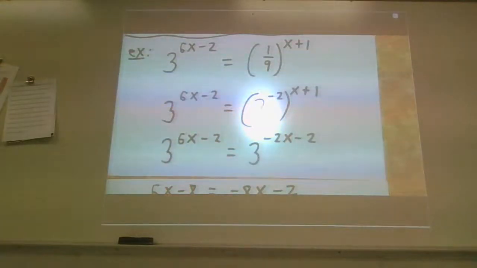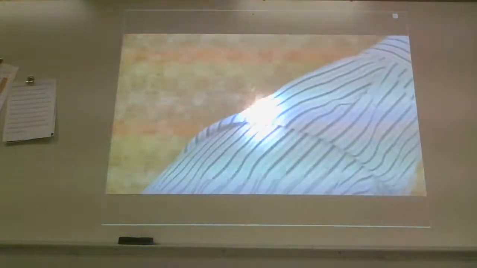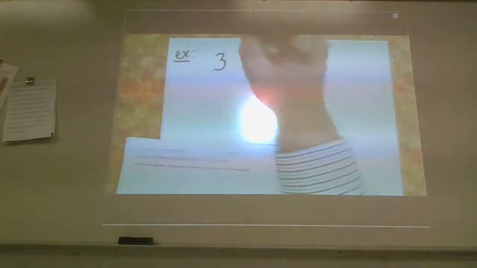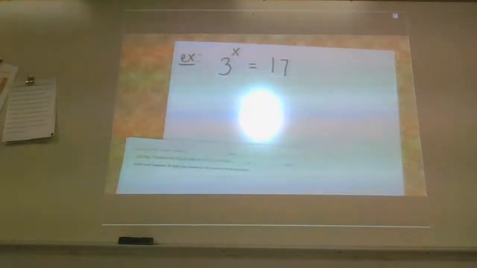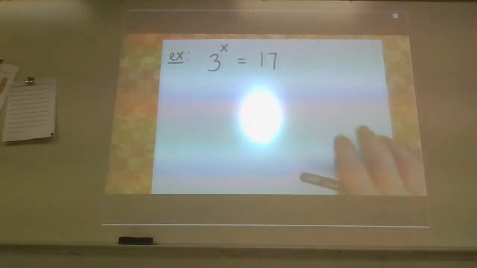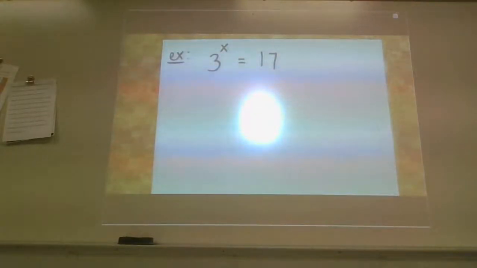So, let me show you something that's going to be a bit more icky. I'm going to take a problem from the back of that worksheet, the second one that I actually posted on Google Classroom. I'm going to take this example right here. 3 to the x power equals 17. 3 to the x equals 17. Now we are in trouble.